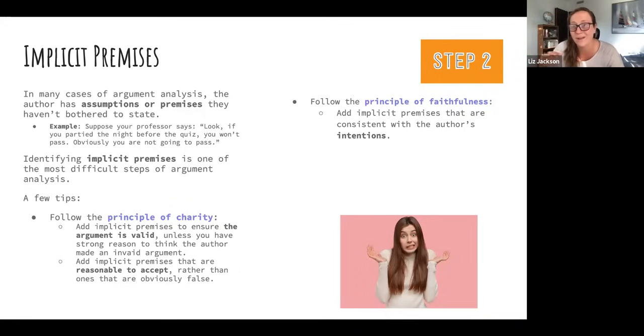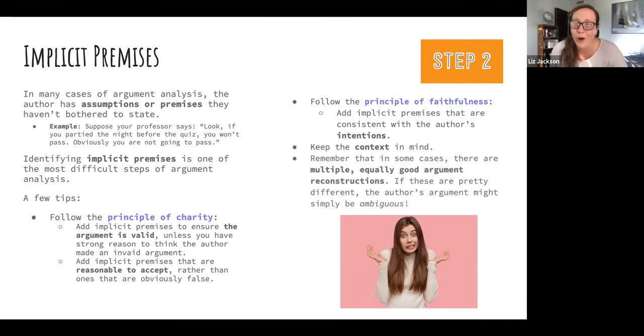So you want to try to look at the context, look at the author's intentions, and then use that to add implicit premises. And like I just said, keeping the context in mind is really important. Sometimes the context can help us decide between one possible implicit premise and another. So definitely keep the context of the broader work and the broader speech or text in mind.